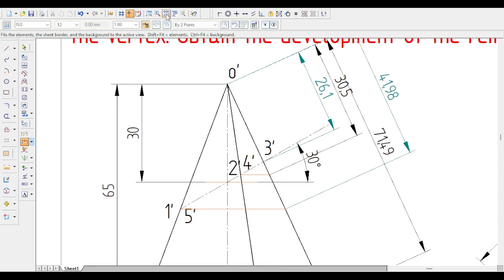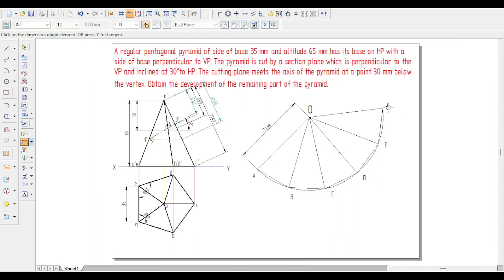These distances I need to reproduce over the respective slant edges. So let's say over the slant edge O and A, the point 1 we have taken. Taking the arc by center point, this as the center, the radius is equal to this, 1 and 5. 1 and 5 is transferred here.